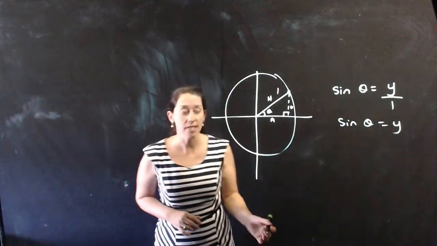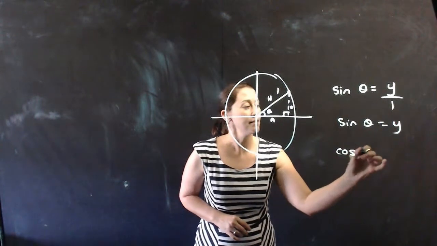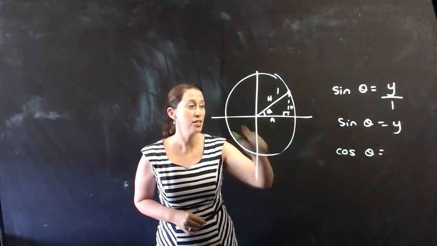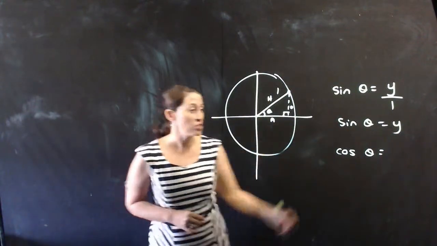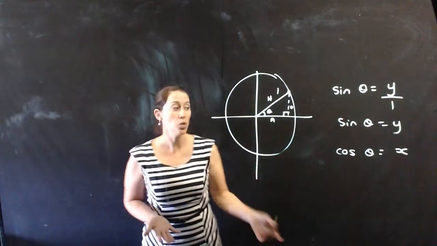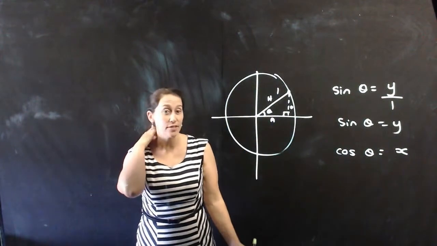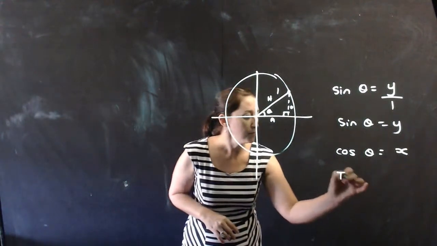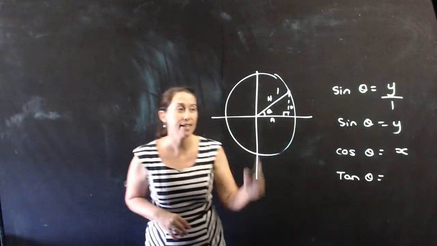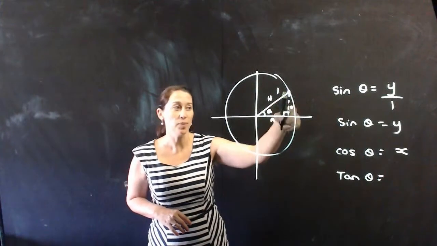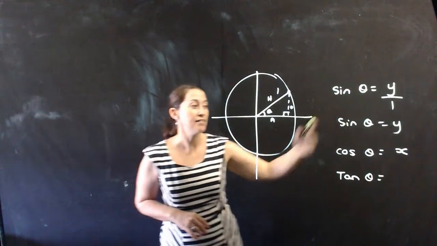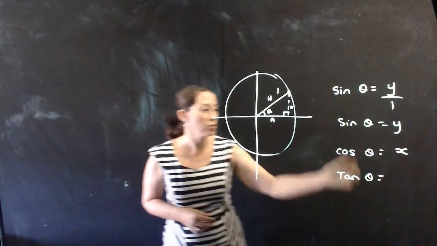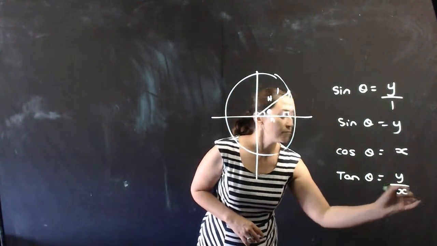Let's look at cos theta. Well, cos theta is the adjacent to the angle, which of course is our x coordinate, divided by the hypotenuse, which is just 1. So of course it's x over 1, so that means the cos ratio is just the x coordinate. Next, I'm going to look at tan. Tan theta is opposite over adjacent. The opposite, as we've just learnt, is the y coordinate, and the adjacent is the x coordinate, so it's y over x.